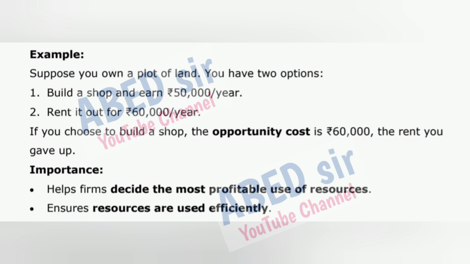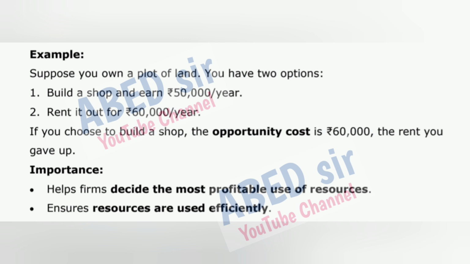Example: suppose you own a plot of land. You have two options. 1. Build a shop and earn 50,000 rupees per year. 2. Rent it out for 60,000 rupees per year. If you choose to build a shop, the opportunity cost is 60,000 rupees, the rent you gave up.